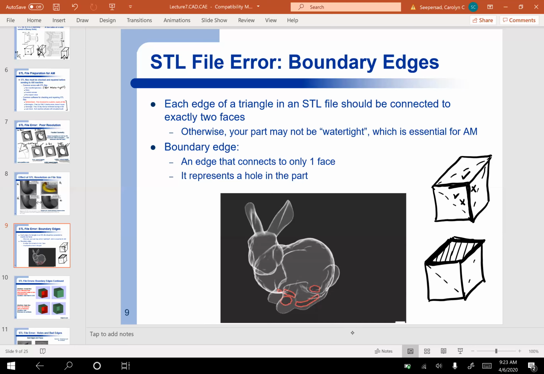You intended to build a solid cube. There's no top face on it. So it's not going to resolve. The machine is not going to know that it's a solid part, right? And it's not going to be able to build it because it's not watertight, right? It's not fully enclosing that three-dimensional cubic solid that you wanted to build, right? So that's one problem, a boundary edge.